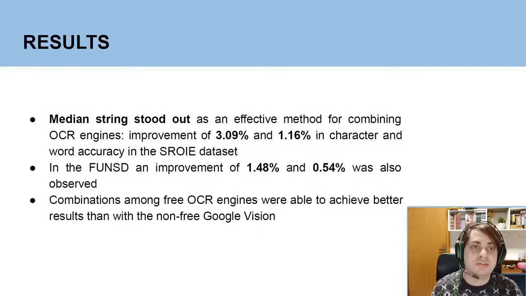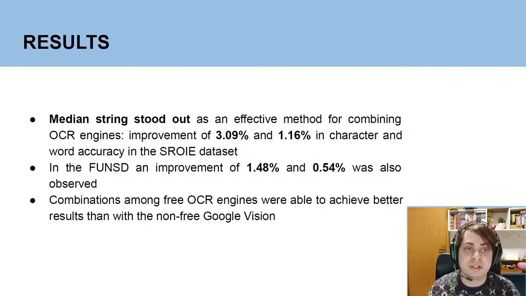Finally, we presented many different results regarding all the combinations in our work, but the median string was the one that stood out as an effective method for combining OCR engines. It presented an improvement of 3.09% in character accuracy and 1.60% in word accuracy for the SROIE. For the FUNSD dataset, an improvement of 1.48 in character accuracy and 0.54 in word accuracy was observed. Also, I would like to highlight that with this approach, it was possible to achieve better results by the combination of free OCR engines than the non-free Google Vision by itself. Well, that's all for now, and thank you all for your attention.